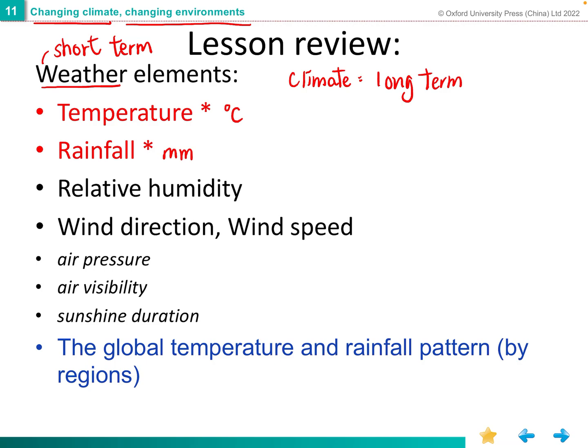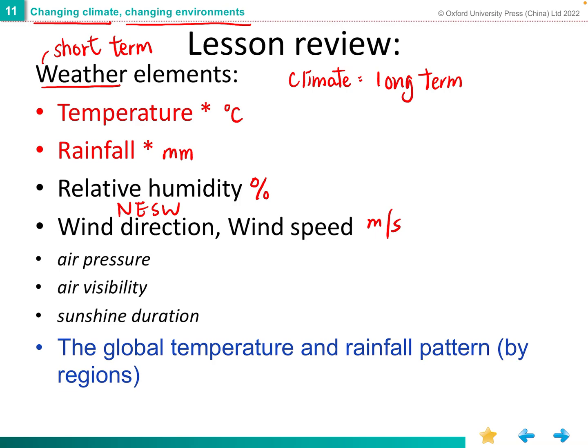Now let's also go through other elements we have learned before. Next one, relative humidity. Unit is percentage. It shows the wetness or the dryness of a place. Then we have wind direction. So we have 4 directions, and then wind speed in meter per second. So these are also some weather elements we have learned.